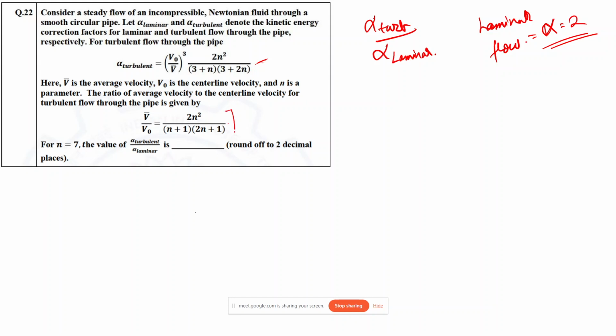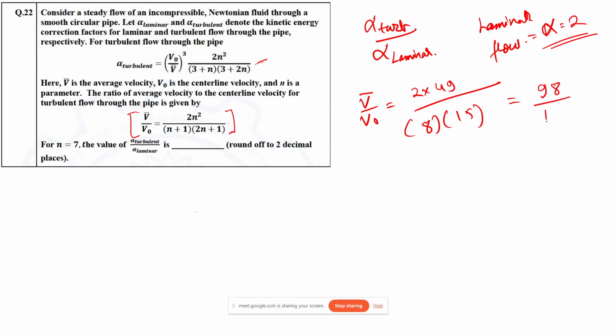So first we can calculate the ratio V bar by V naught for n equal to 7. So this will become 2 into 7 square, which is 49, plus 7 plus 1 is 8, plus 2 into 7, 14, plus 1 will be 15. So this is basically 98 upon 120. So 98 upon 120 will be 0.8167. So this value 0.8167 we will replace over here.